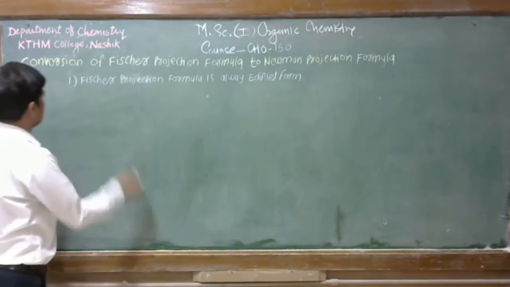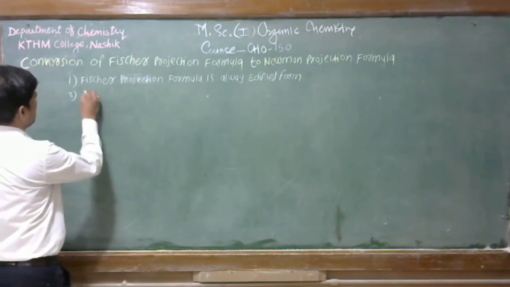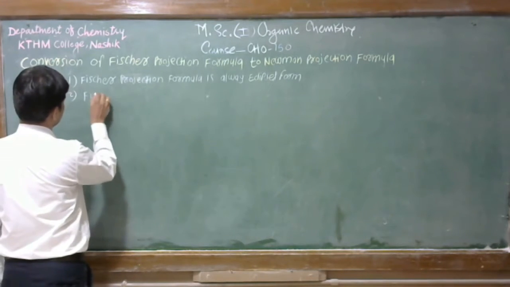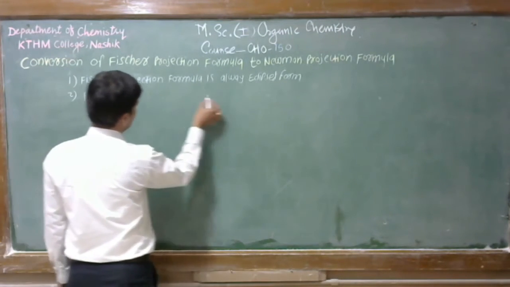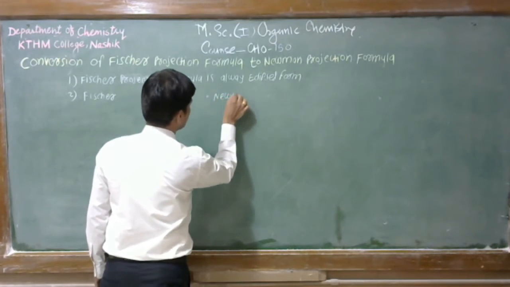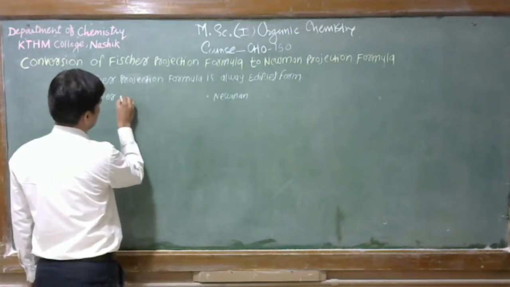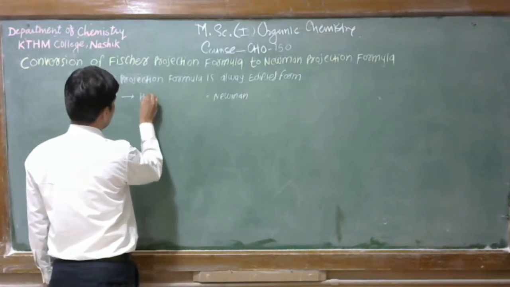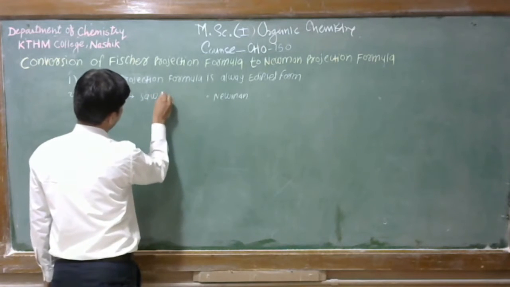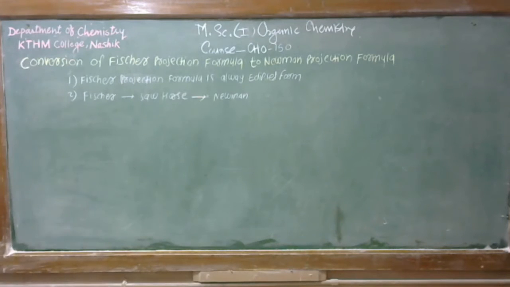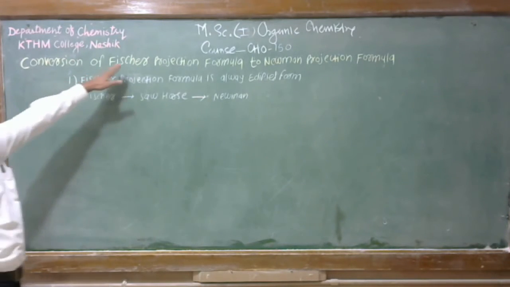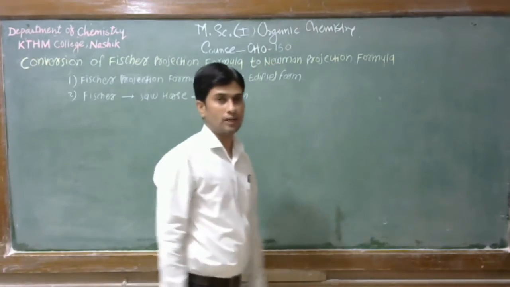And the second thing is, when we convert Fischer projection formula to the Newman projection formula, we are going via the Sawhorse projection formula. So keep these two points with you. It will help us to convert the Fischer projection formula into the Newman projection formula.